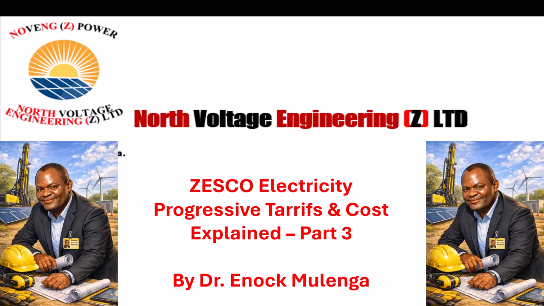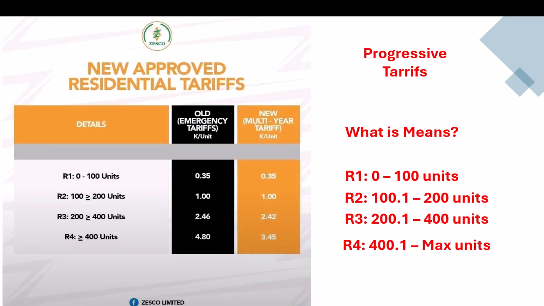Welcome to the third part of this program, ZESCO Electricity Progressive Tariffs and the Costs Explained. Previously, we have looked at the new approved residential tariffs, which are the four bands. Band 1, R1, Band 2, R2, Band 3, R3, and Band 4, R4.